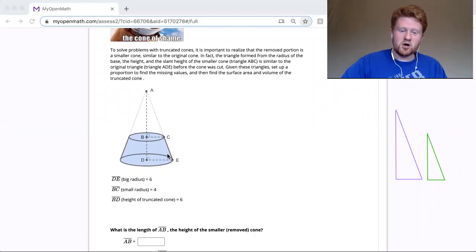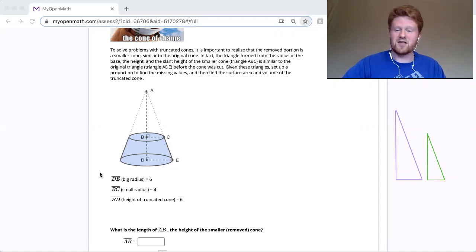But then you'll also notice we have a smaller cone. If you look at the circle here, where we have B as the center, this smaller circle up to A would be in another cone, where it's a circular base going up to a vertex. So we have a large cone, a small cone, and then the truncated cone, which is the actual figure that we're trying to figure out.